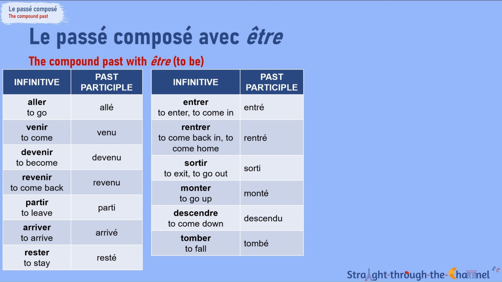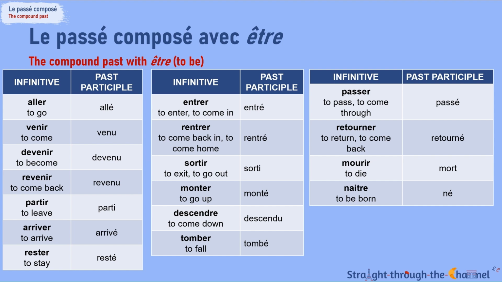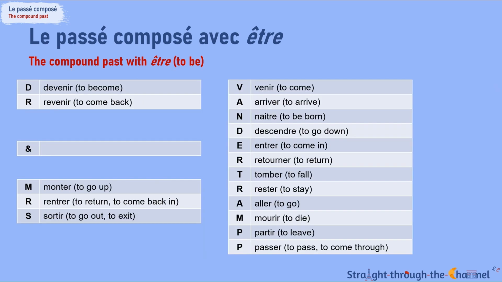Then there's monter, to go up, and descendre, to come down, as well as tomber, to fall. And finally, a few more random ones. Passer, to come through, retourner, to return, and two that we rarely use, mourir, to die, and naître, to be born. You're not expected to know all of them by heart, but there are a couple of things that can help you remember. First, there's a mnemonic, which I didn't come up with, by the way, which is Dr. and Mrs. Van der Tramp.